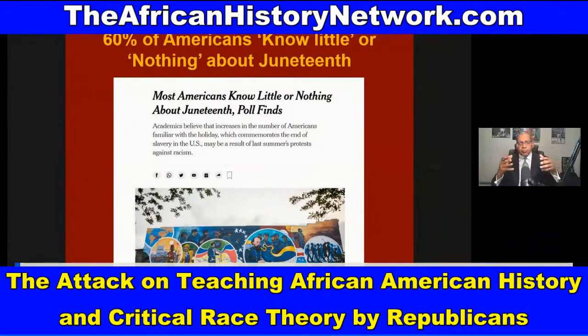We've seen, after Juneteenth became a federal holiday in 2021, a lot more articles being written about Juneteenth. And this article here from the New York Times is a very interesting article: Most Americans know little or nothing about Juneteenth, poll finds. In the article, it talks about 60% of Americans know little or nothing about Juneteenth.